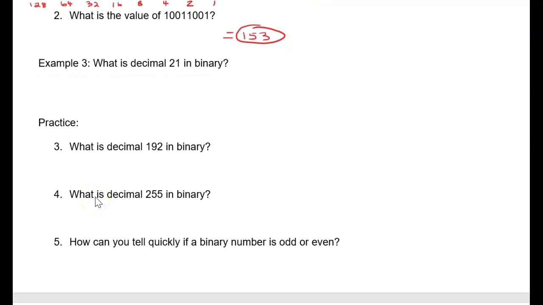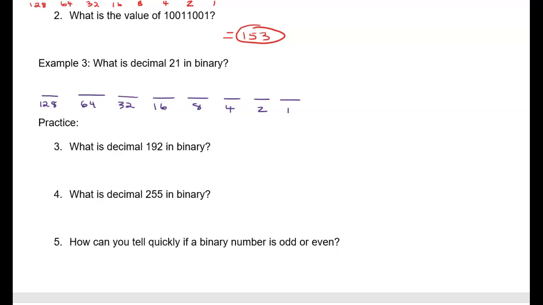So now we're trying to convert 21 into binary. And so in order to do this, we're going to go back and look at the numerical values for each of these things. So we're going to have a 128's place. We're going to have a 64's place. We're going to have a 32's place. We're going to have a 16's place. We're going to have an 8's place. We're going to have a 4's place. We're going to have a 2's place. And we're going to have a 1's place.